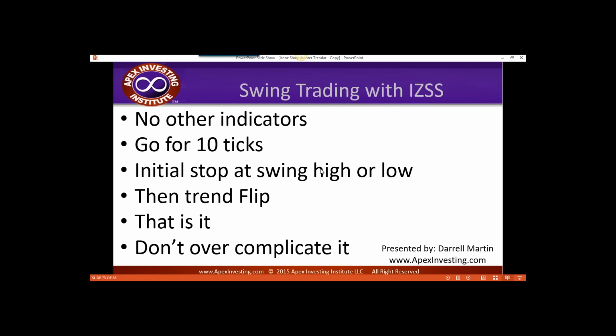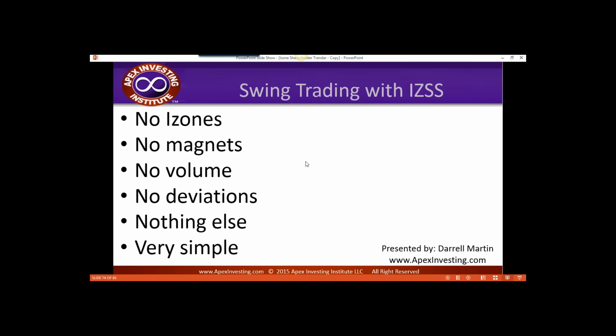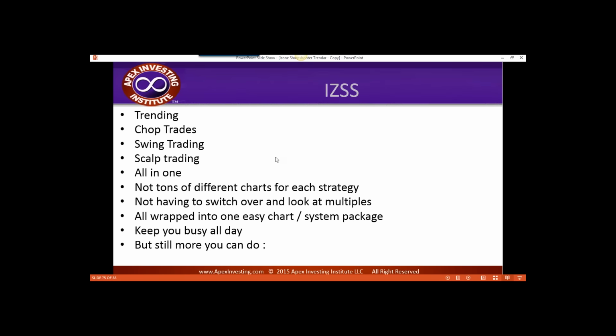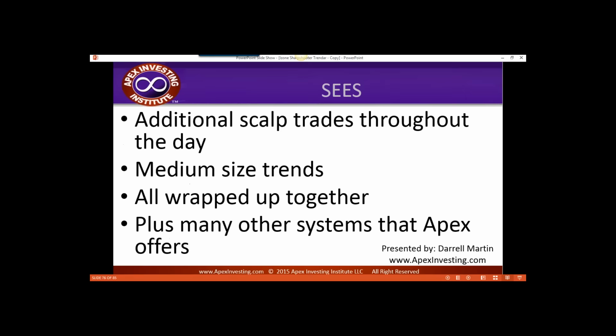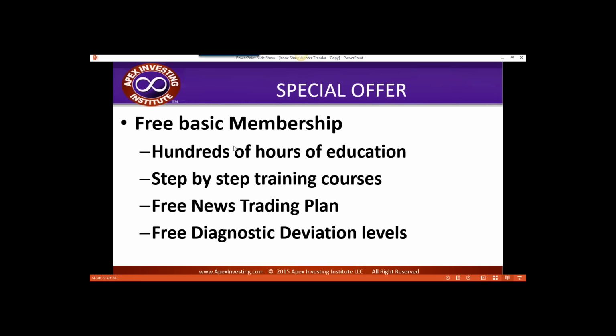I'll show you where you can get some more information on all this. So it's very, very simple. So you've got trending, chopping, swing trades, scalping, all in one, bunch of different stuff. And several other trades that we can add on to it that I'll show you where you can get info on. I don't want to keep you here, okay?